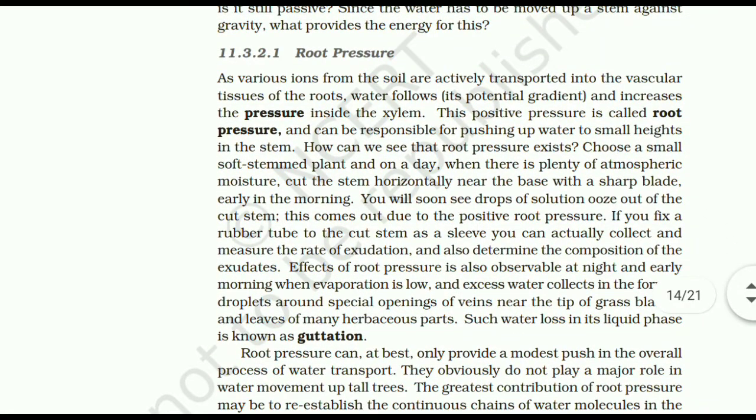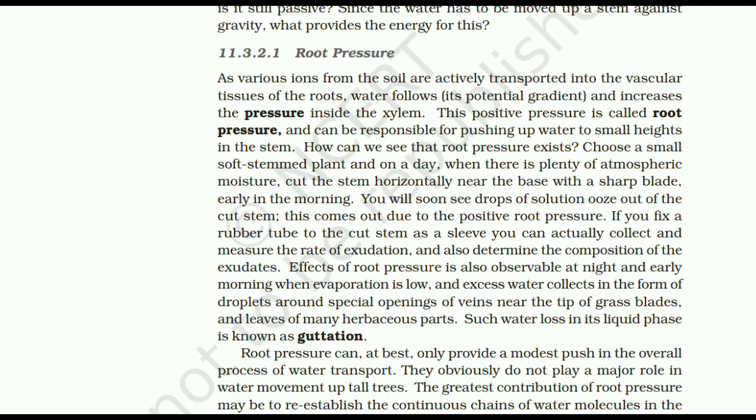11.3.2.1 Root pressure. As various ions from the soil are actively transported into the vascular tissues of the roots, water follows its potential gradient and increases the pressure inside the xylem. The positive pressure is called root pressure and can be responsible for pushing up water to small heights in a stem. How can we see that root pressure exists?